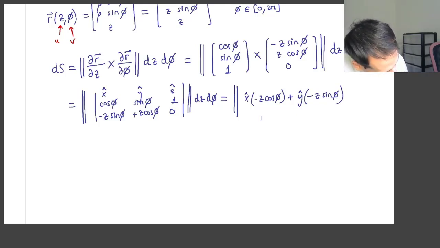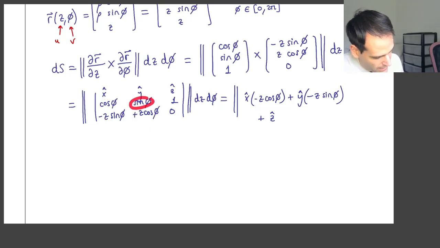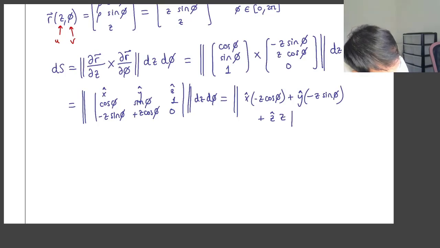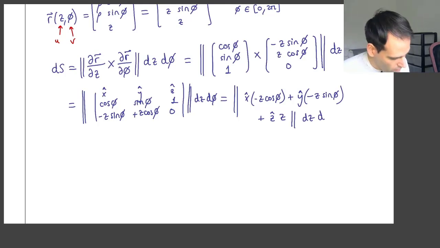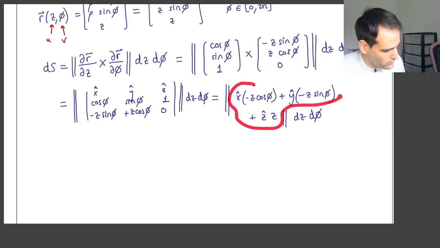Plus z hat times this determinant, so cosine times z cosine minus sine times minus z sine. So cosine squared plus sine squared will be simplified to 1. So I will get z, so z times z. So to this we calculate the norm, and then we do dz d phi. Okay. And now finally, we have done the cross product. Now we have to calculate the norm of this vector.